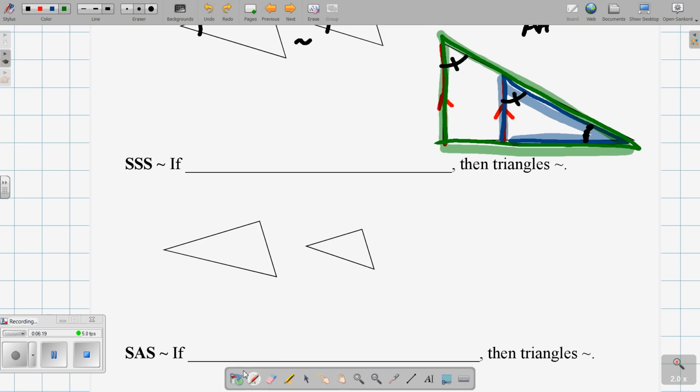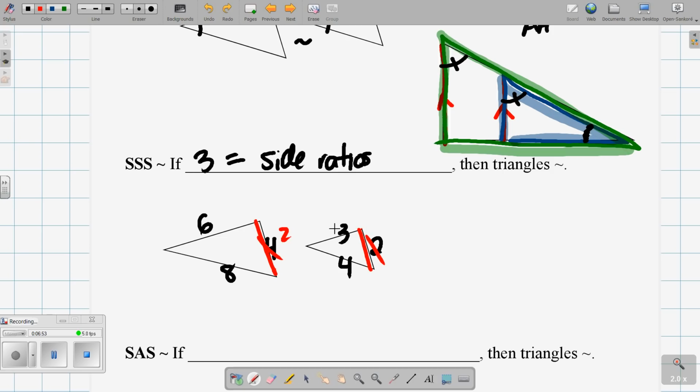The second shortcut is side similarity, which is if I have three equal side ratios. Watch very carefully. Let's say I have a triangle that the side lengths are 2, 3, and 4 inches. The other one is 4, 6, and 8 inches. 4 to 2, that's a 2 to 1 ratio. 6 to 3, 2 to 1 ratio. 8 to 4, 2 to 1 ratio. So notice the side ratios are the same all the way around.